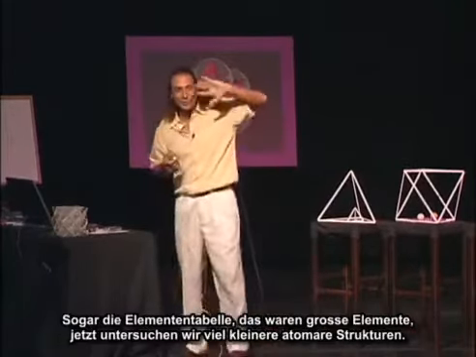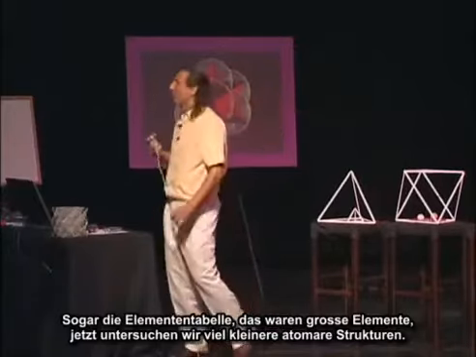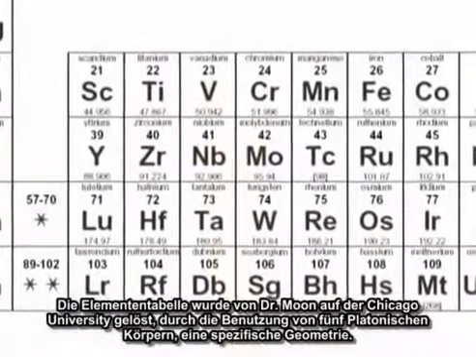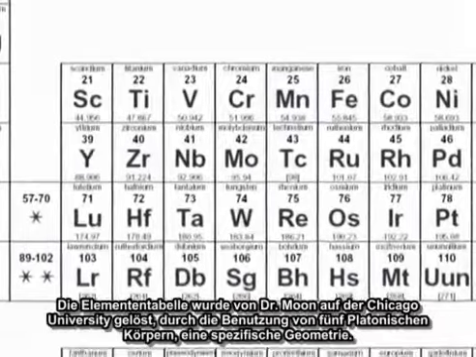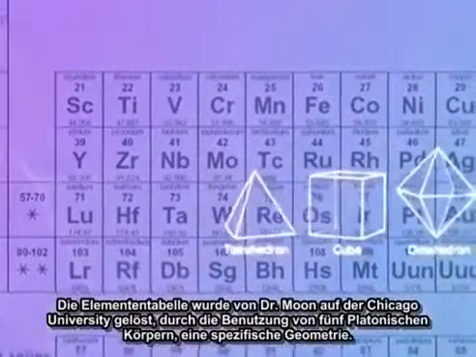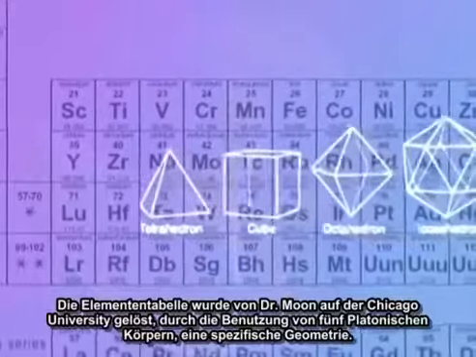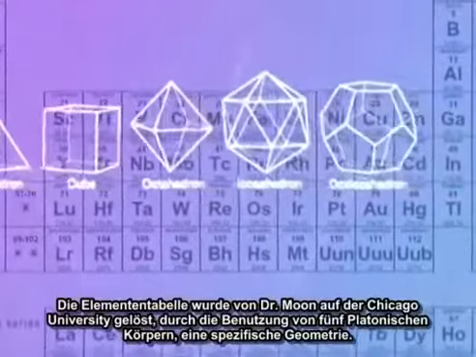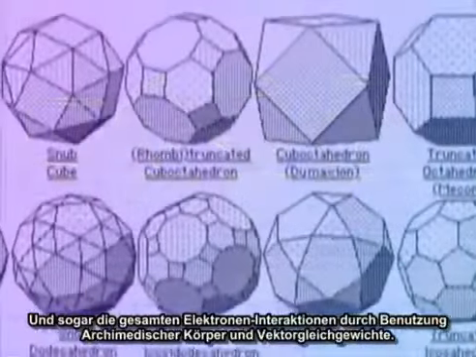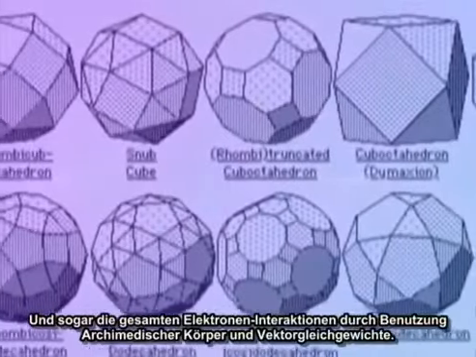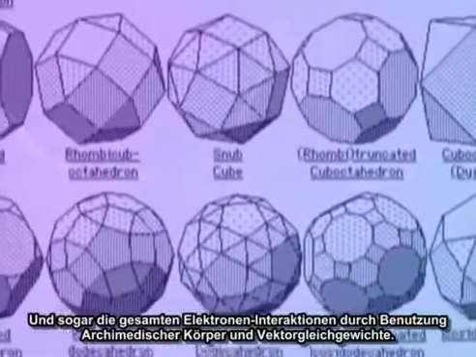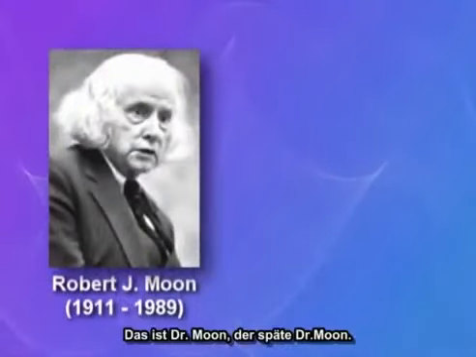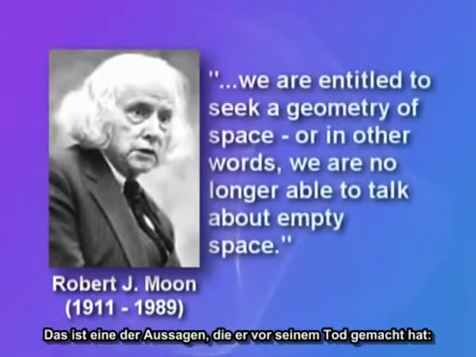That was extremely large. Now we're going to much smaller atomic structures. Even the table of elements has been solved by Dr. Moon at the Chicago University, to be able to solve for all the protons, neutrons interaction using the 5 platonic solids, very specific geometry, and then even all of the electron interactions using the Archimedean solids and the vector equilibrium and so on. This is Dr. Moon, the late Dr. Moon.